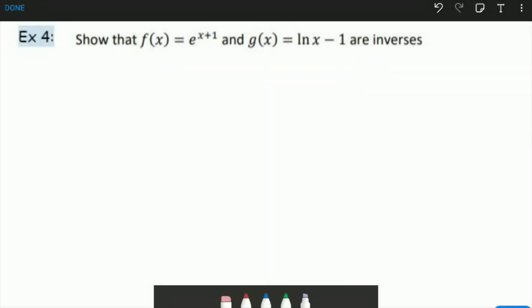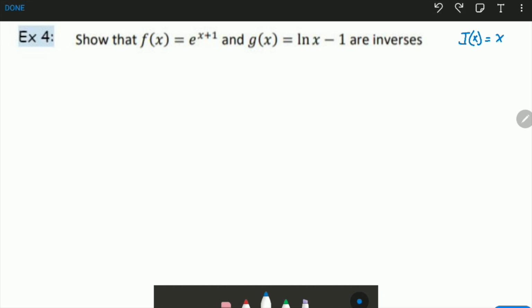Okay, in this example, we're going to show that f of x and g of x are inverses. And one of the ways to show or verify that they are inverses is using the definition of what it means to be inverses. When two things are inverses, and are combined, they cancel out and form the identity. The identity for functions is the function f of x equals x, so the identity function is referred to as just x.